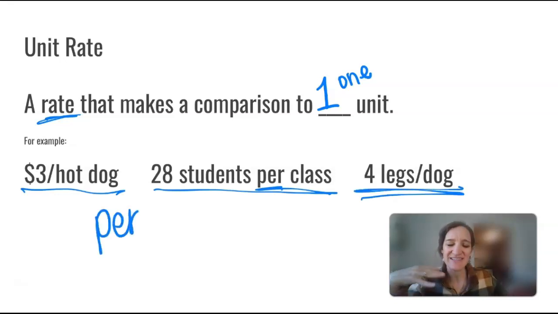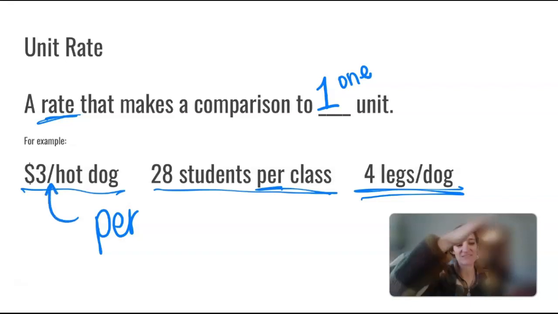Do you hear me saying the word per a lot? That is when I see that dash, slash, whatever that is. That's me saying per, and that's letting you know that it's a comparison. Okay? So 4 legs per dog. That's only one dog, right? So that is a unit rate.